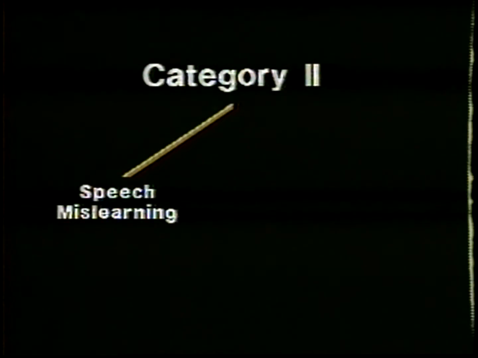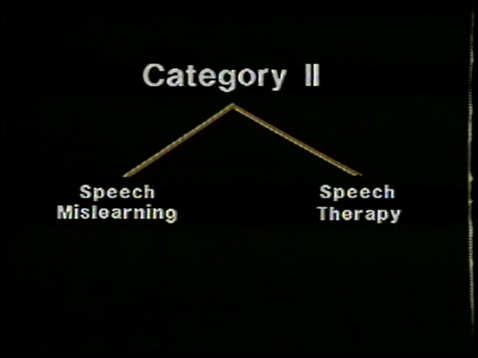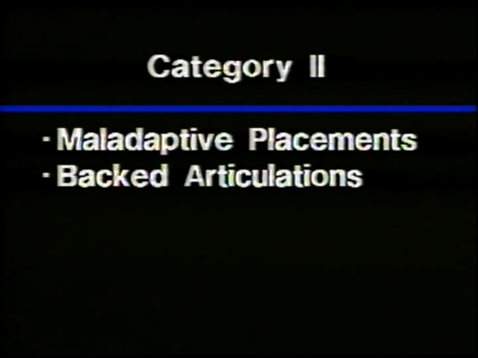Category 2 includes misarticulations that are the result of speech mislearning. They are eliminated or modified, not through physical management, but with speech therapy. It is this second category of misarticulations that is the focus of this presentation. Category 2 misarticulations often are viewed as compensatory in nature. In general, these misarticulations all are associated with maladaptive placements. The literature repeatedly describes compensatory productions as backed articulations with respect to normal oral placements.